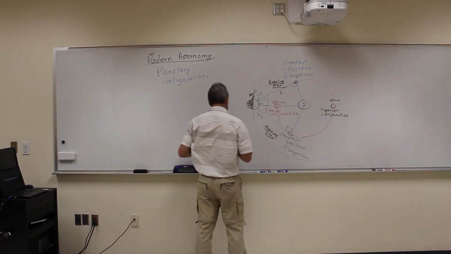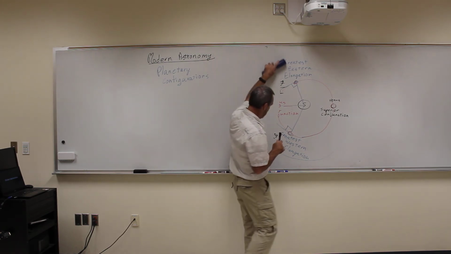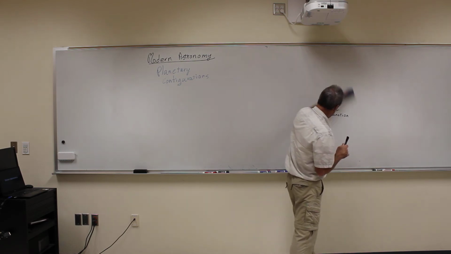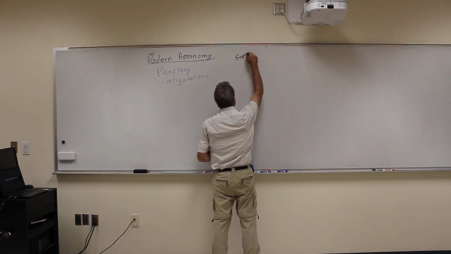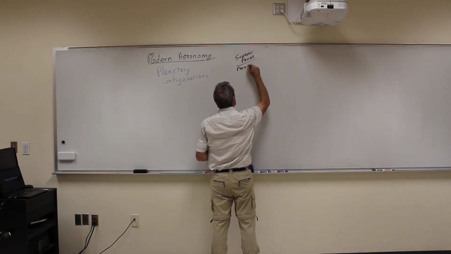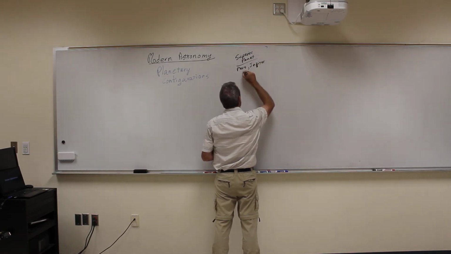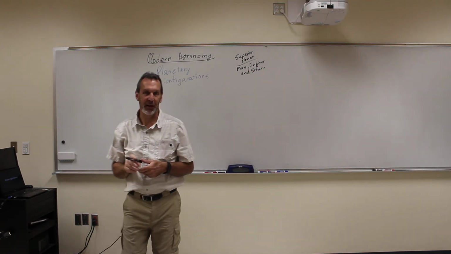And remember, we're still talking from the perspective of the ancient people. I'm going to start over because this diagram is getting complicated here. So to them, a superior planet was Mars, Jupiter, and Saturn. However, we now know of Uranus and Neptune as planets as well.